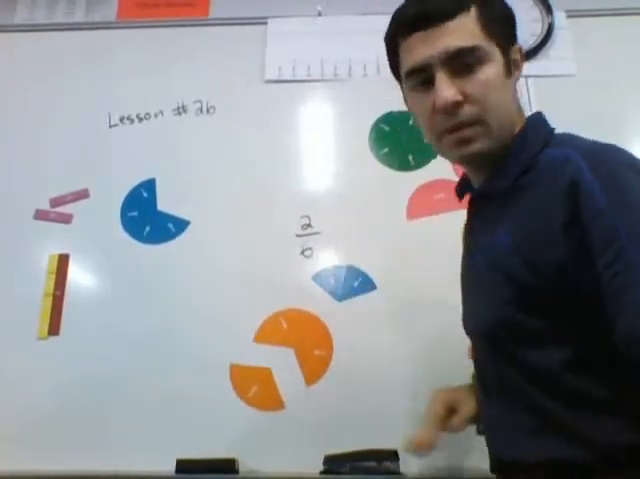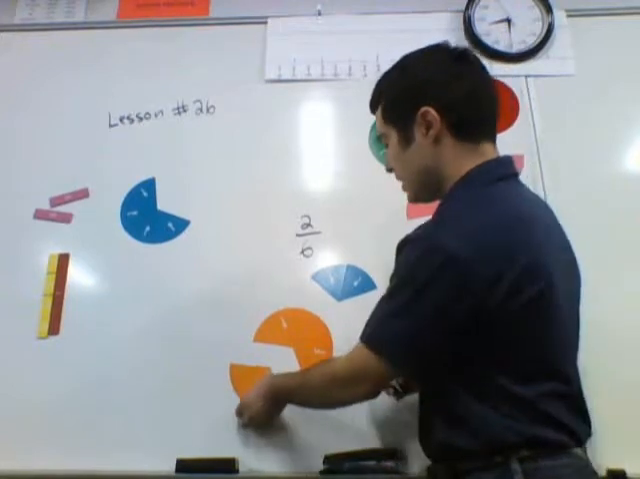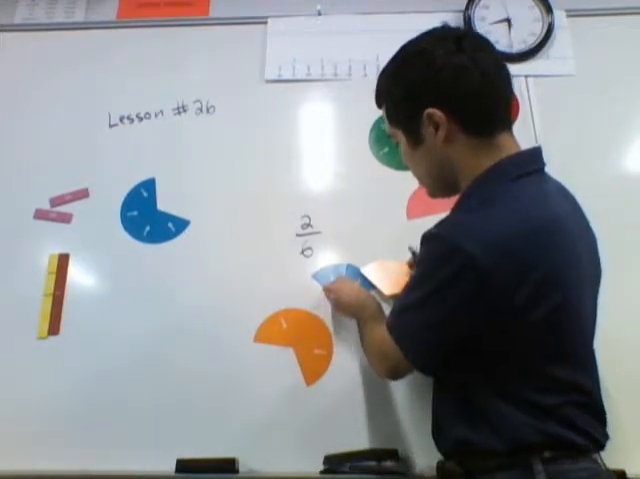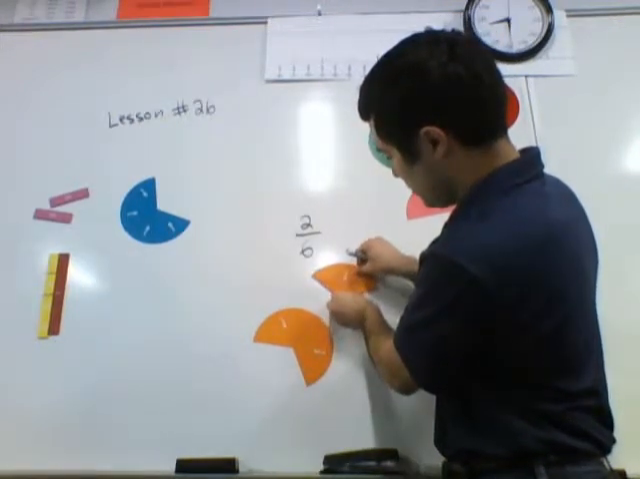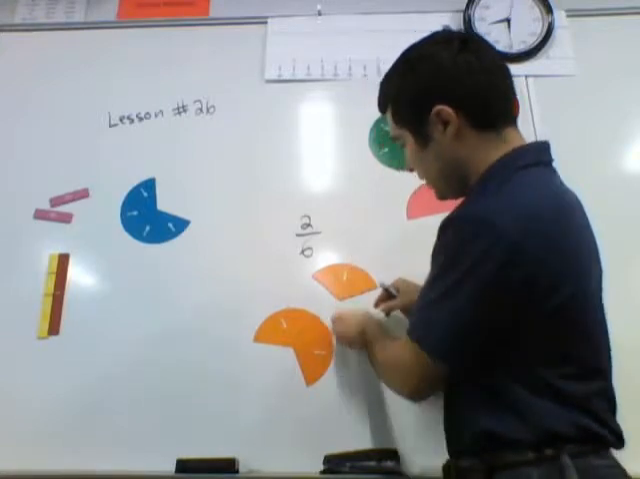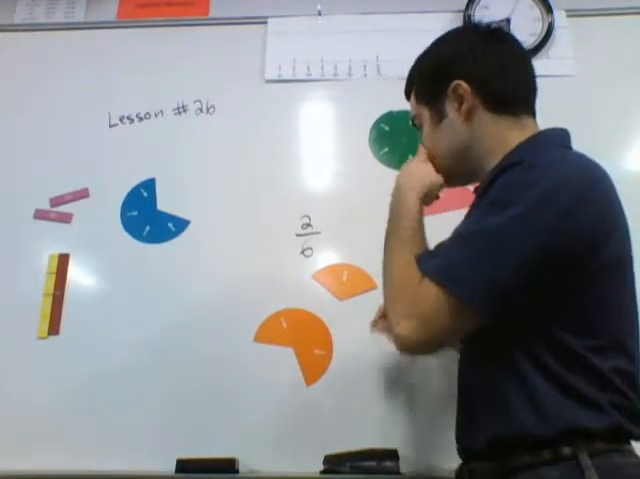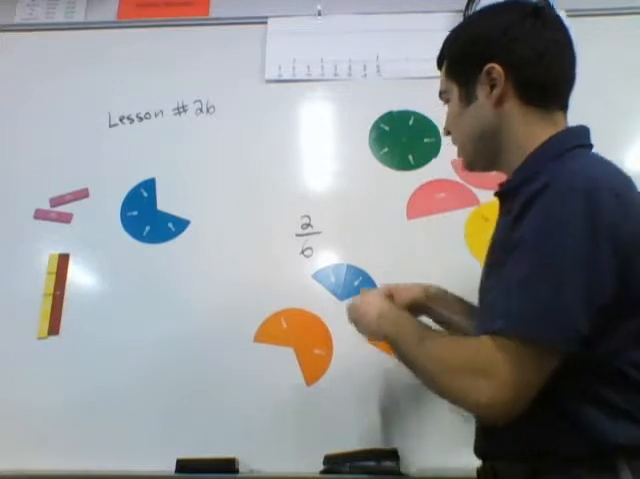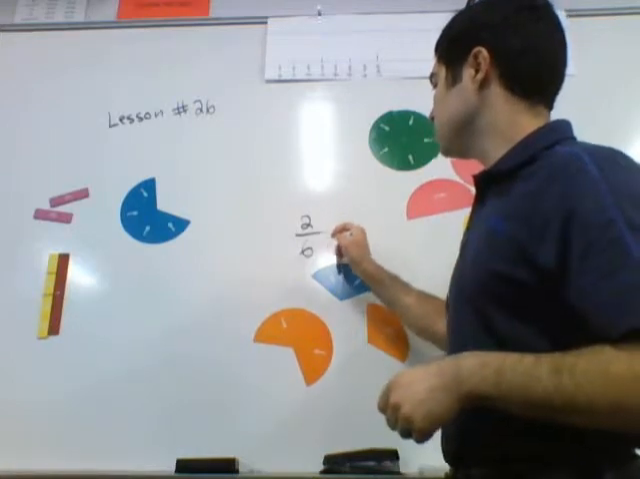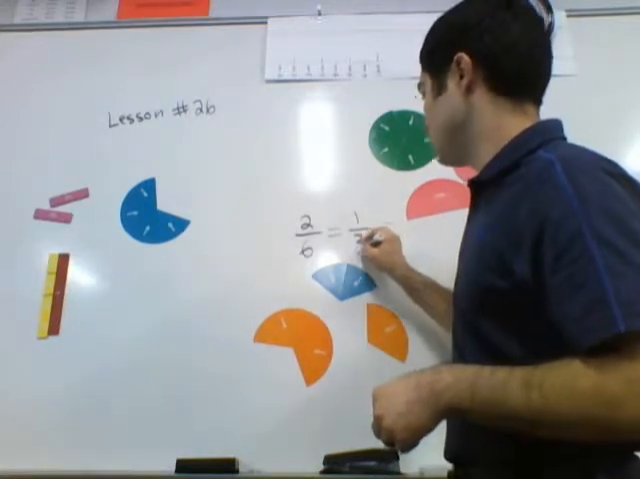Okay? So let's go ahead and take 1/3. Let's see if that works. 1/3 is exactly the same as 2/6. Okay? So now we've reduced 2/6 to 1/3.